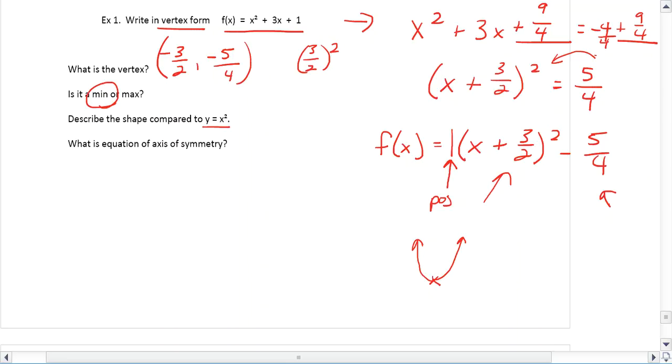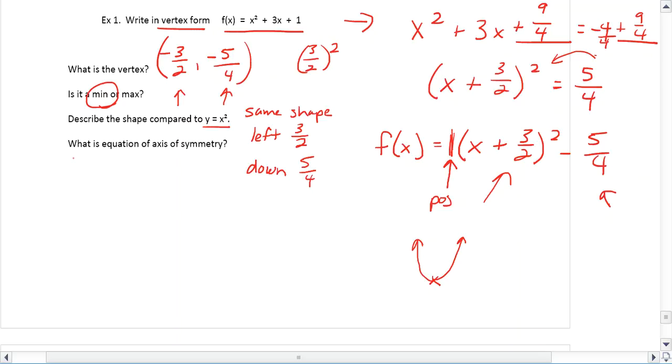Describe the shape compared to the parent. Well, this A here is 1, so we have not made it thinner or wider, so it has the same shape, but we have moved it, it has translated. This -3 halves means that we have moved it to the left 3 halves, and this one we have moved it down 5/4.